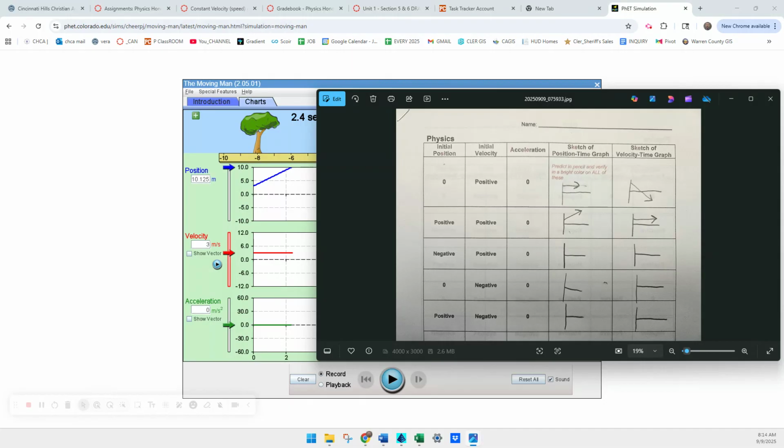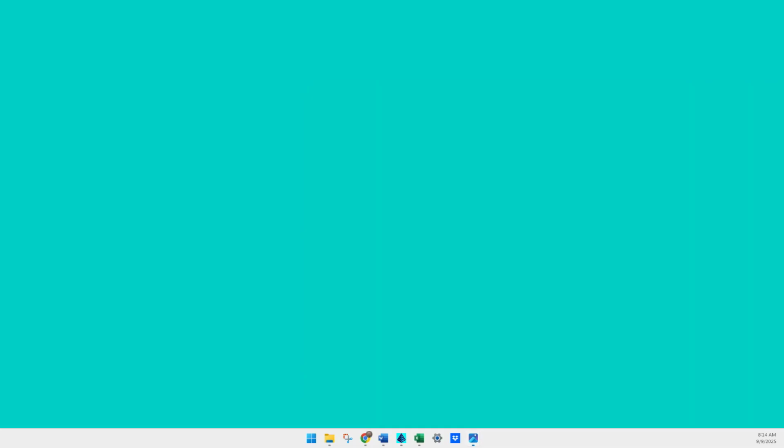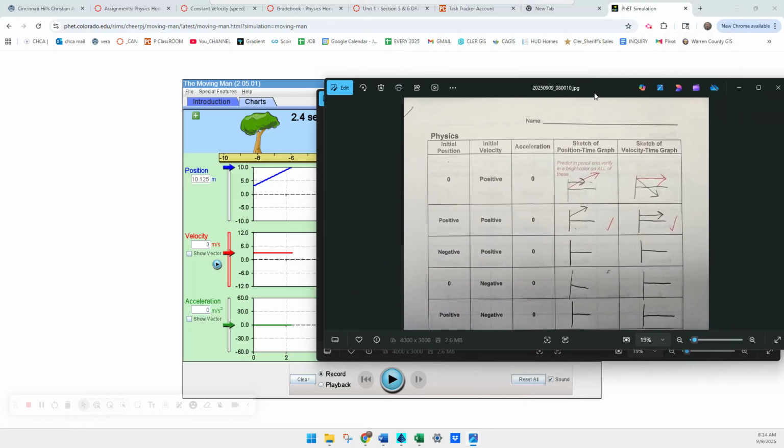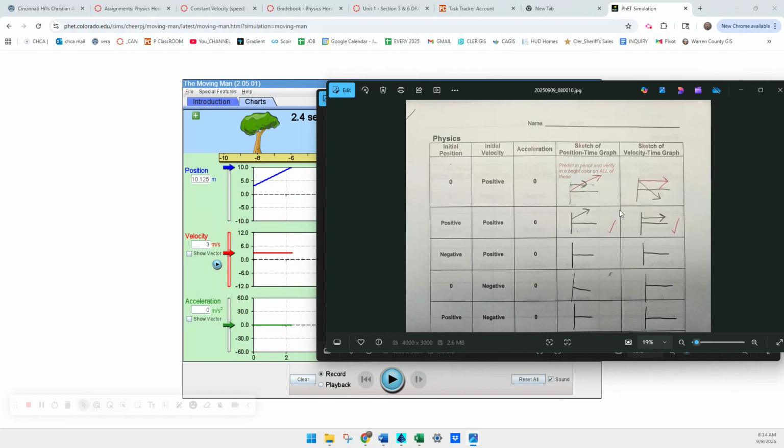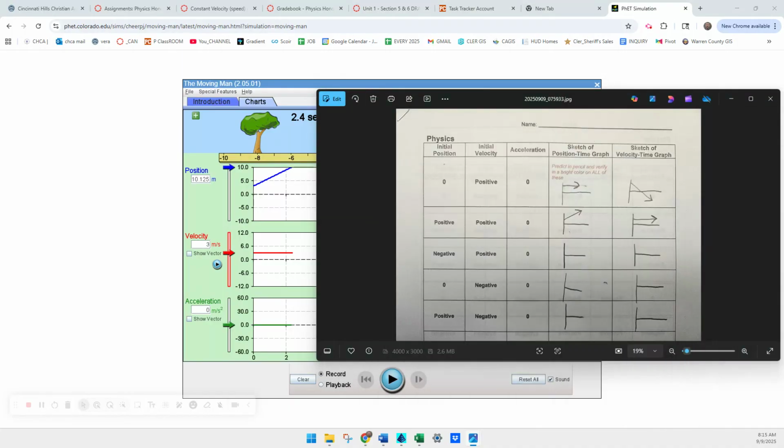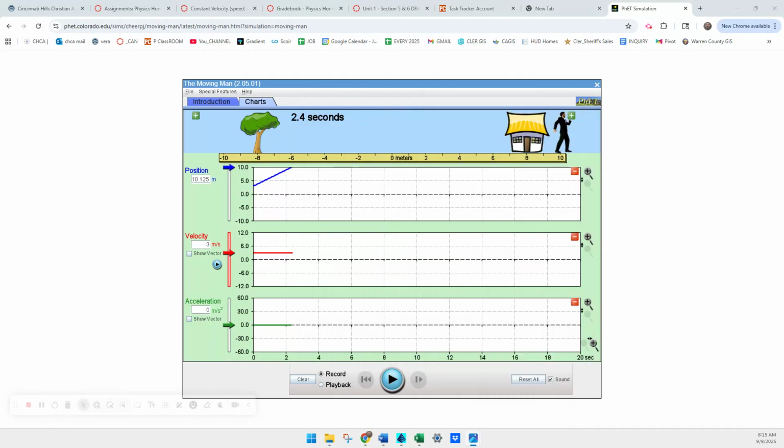So then what that might look like is you would just put a check mark to symbolize, yeah, I got that right. Yeah, I got that right. As you go along, hopefully you would get faster and faster at these. There's going to be some where you're going to be changing acceleration. And by the way, hitting the clear button is better than resetting all. I probably should have said that.